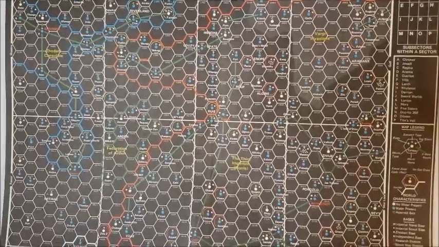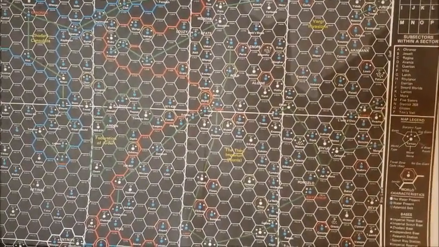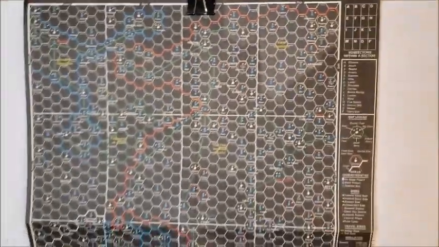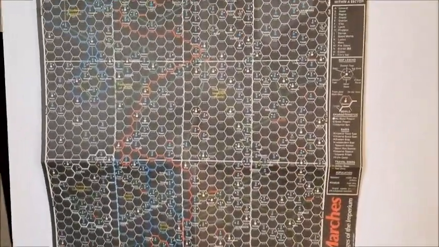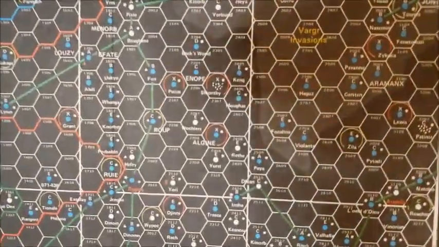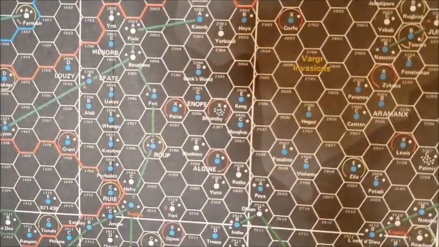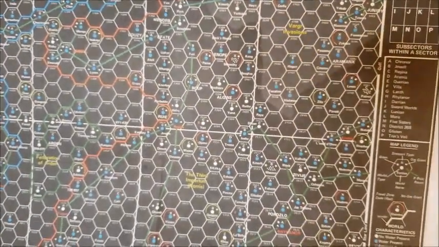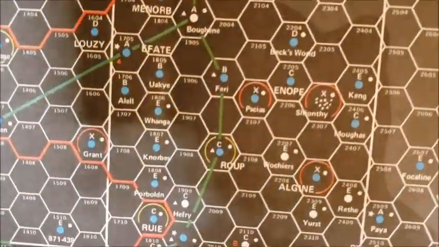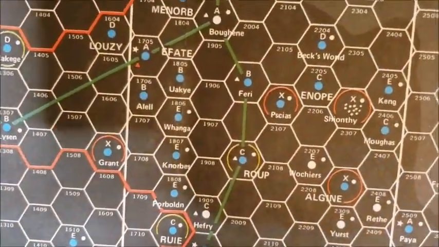To understand Jumpspace in Traveller, you have to understand how the maps are laid out. Each map is laid out in a sector, which is 4x4 subsectors. Each subsector is broken down into hexes. These hexes represent parsecs. So that's how you know what you're looking at when you glance at a Traveller map. The next thing you're going to see on most Traveller maps are these lines, the green lines that go between worlds right here.